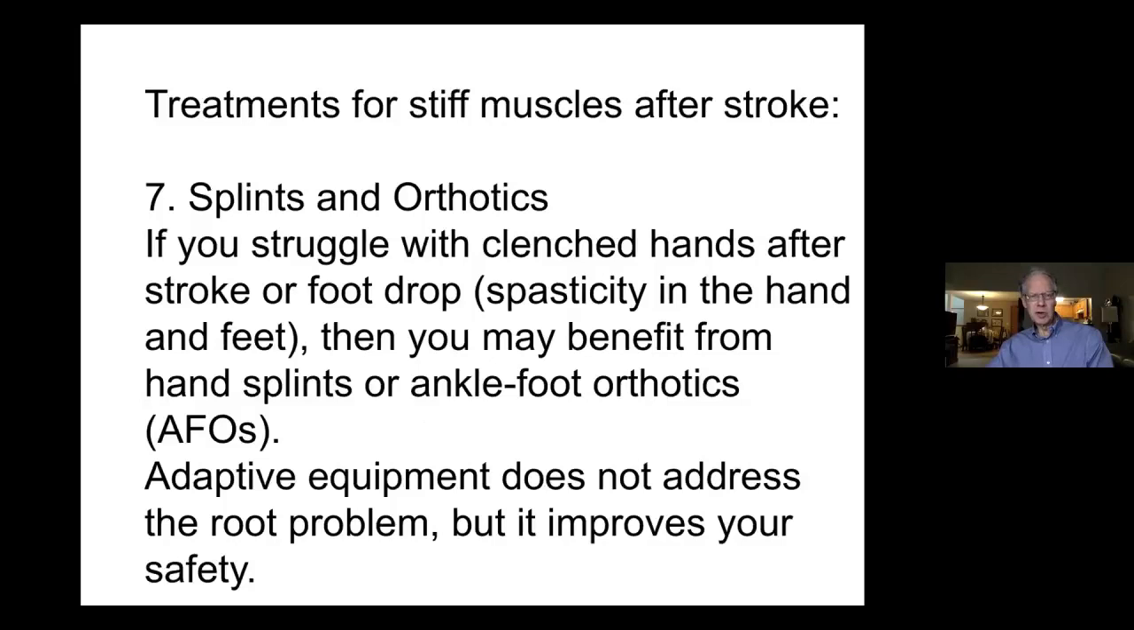Stiff muscles can also be treated with splints and orthotics. For example, if you have a clenched hand or foot drop, you may benefit from hand splints or ankle foot orthotics, AFOs. This is adaptive equipment. It doesn't address the root problem. It will not reduce or eliminate your spasticity, but it can improve your safety. The AFO can help you walk better. The hand splint can help straighten your fingers and perhaps allow for passive movement.